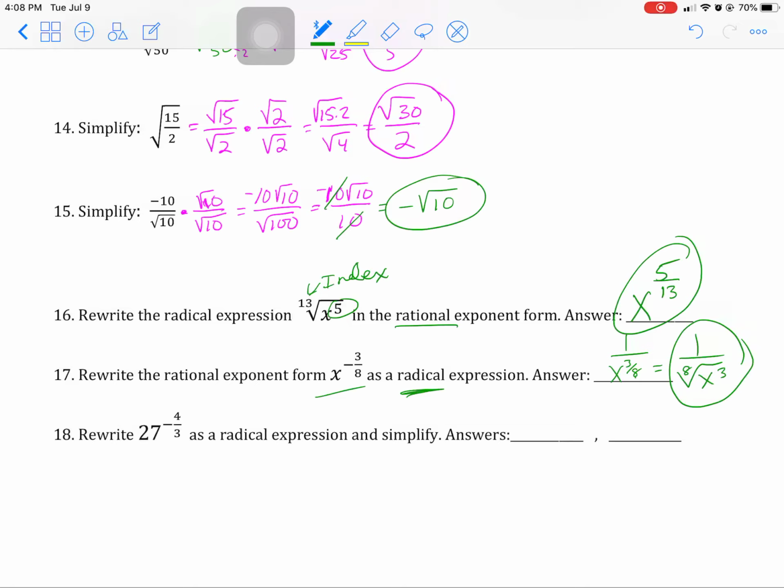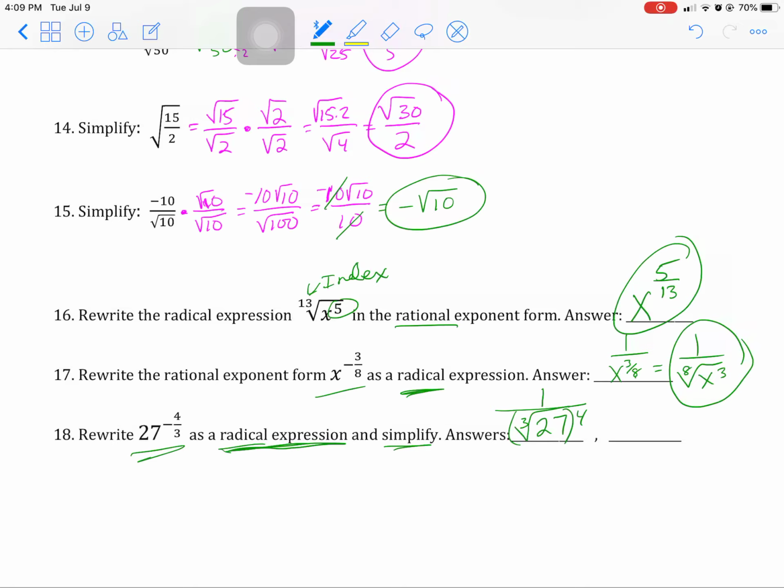27 raised to the negative. Okay, take this and simplify. So it wants it as a radical expression and then simplify. So radical expression instead of a rational exponent. So the base is 27. The index is 3. It's a negative, so it's under a 1. And then the whole thing is to the 4th. Okay, that's what all that means. Denominator is the index. The 4th is the power. Under the negative means it's under a 1.